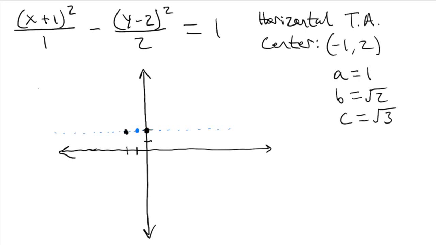C gives me the distance from the center to each focus, right? So √3... √4 is 2, √1 is 1, so it's somewhere between 1 and 2. So I'm just going to go a little bit further out and approximate. We should go to -1, and we add √3 along the x-axis and then subtract √3.